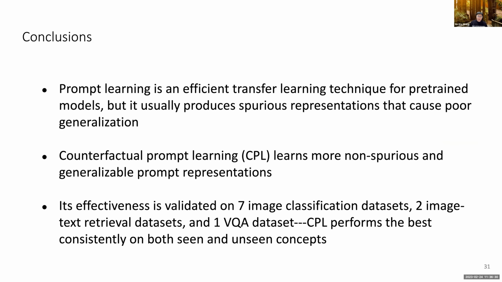Okay, so to conclude, prompt learning is an efficient transfer learning strategy for foundation models, but it usually suffers from spurious correlations that cause poor generalization. Counterfactual prompt learning learns more non-spurious and generalizable prompt representations. And we also demonstrate its effectiveness across 10 datasets on 3 major tasks. And CPL performs the best consistently on both SIN and ANSI concepts. And we also believe the CPL method can be applied to pure natural language reasoning tasks and vision tasks.